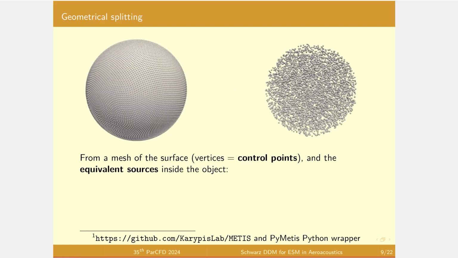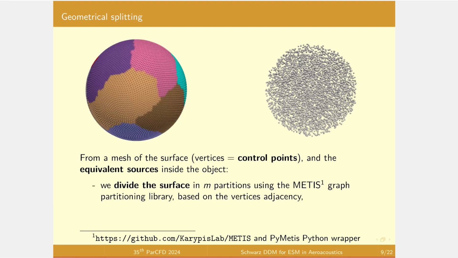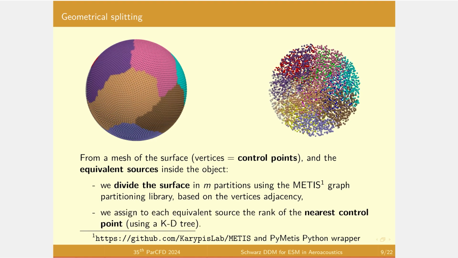So from the mesh on the surface, the control points, and the equivalent source objects, first we divide the surface into n partitions using METIS graph partitioning, based on the adjacency of the vertices. And then we assign to each equivalent source the rank of the nearest control point using a KD-tree. So, for example, these points are associated to this control point here.